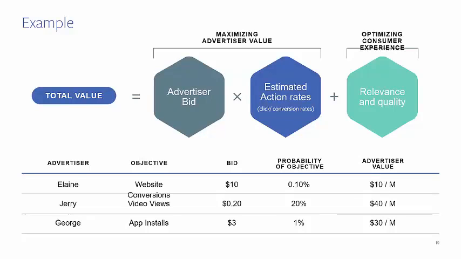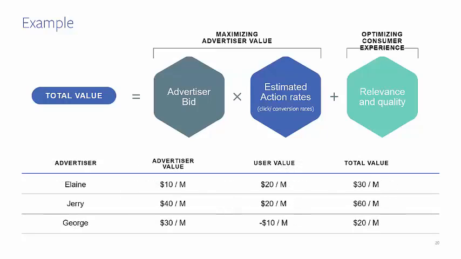For the advertisers, Elaine, Jerry, and George, they want to show an ad to Kramer. Here's a simple illustration of how we'd figure out which of the three wins the auction and gets to show them the content. Using each advertiser's bid and our estimated probability that Kramer will take the action they care about if we show him the ad, we first calculate how much an impression shown to Kramer is worth for each advertiser. This provides us an advertiser's value.